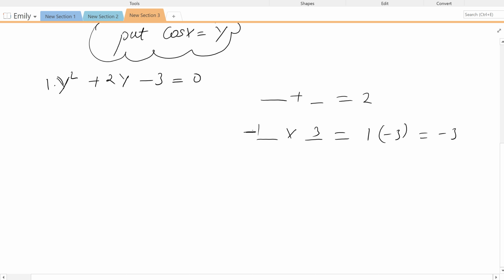So that means I have to make one of them negative. We have to convert that 1 to negative. Negative 1 plus 3 is 2, and the multiplication is negative 3. Now, once you have that, you use a shortcut or simply break down the middle term in terms of the numbers we have found. The numbers we found are negative 1 and 3.